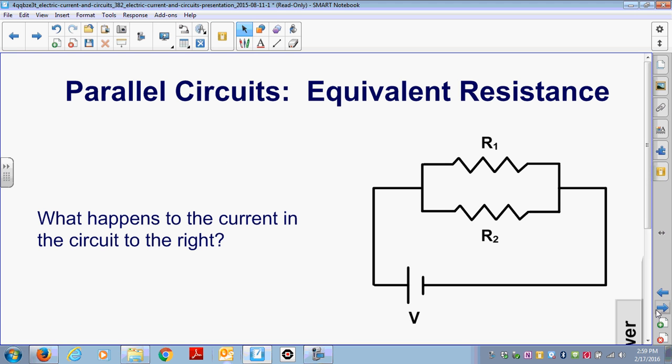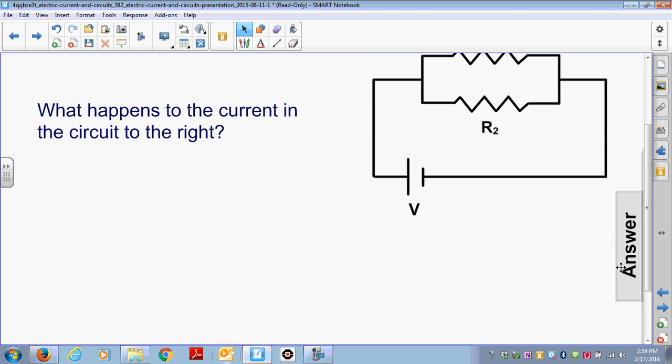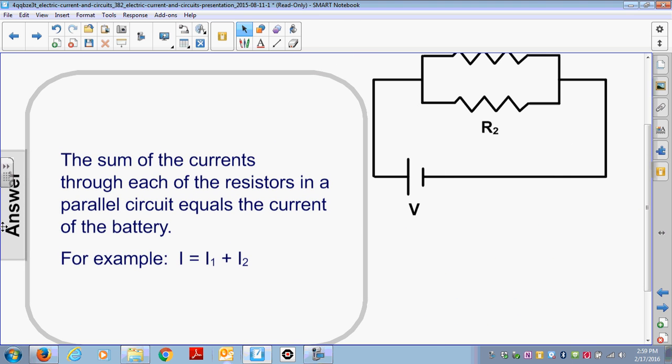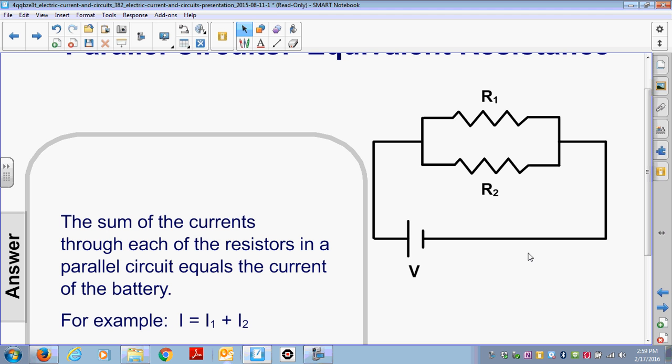So what happens to the current in the circuit to the right? Now remember, this is not the same as the previous examples. Okay, so let's take a look and see if you're correct. Hopefully you said that the sum of the currents through each of the resistors in the parallel circuit will equal the total current of the battery. That would be correct. So in this case, I, the current of the battery, is equal to I1 plus I2.